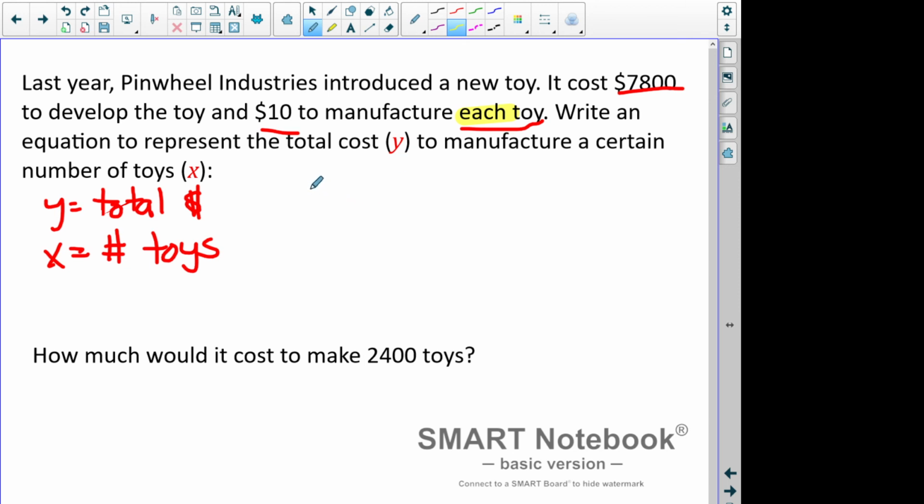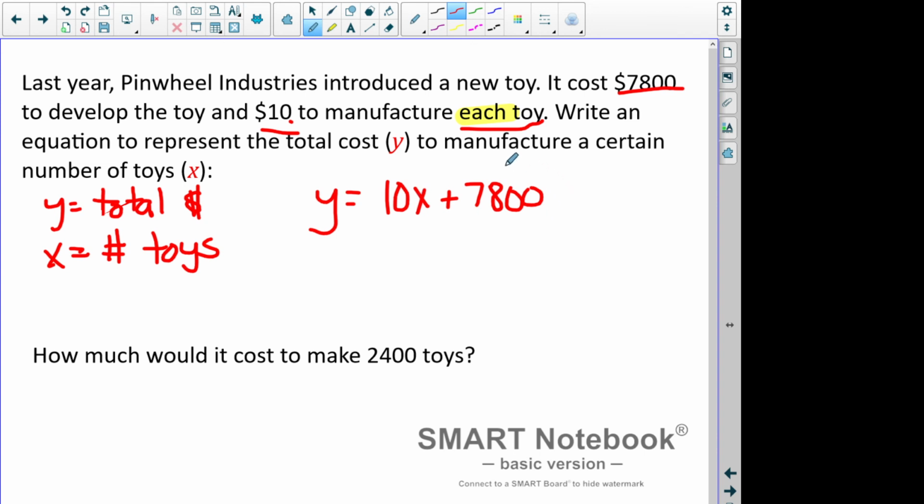And so if I start writing my equation, I would say y, right? The total cost is going to be $10 per toy. So $10 per toy. But that's not the only cost. It costs $7,800 to just design the toy. So you've got to figure in that $7,800. That $7,800 is a fixed cost. It does not change depending on how many toys we make. So if I have 2 toys, it doesn't cost me twice this. It still just costs me $7,800 to develop that toy, but it's going to cost me $10 per toy.